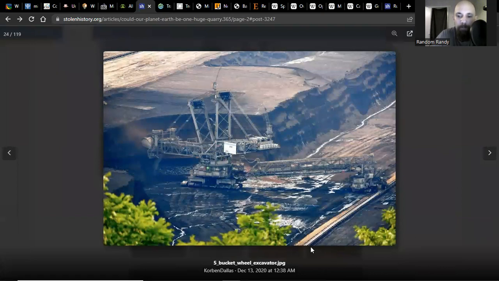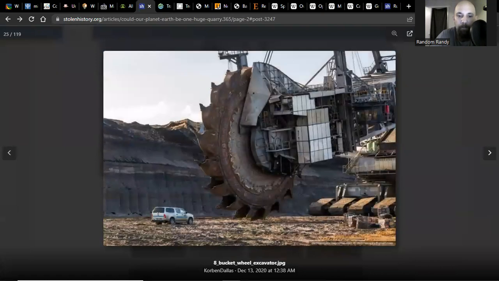Note the road is up on pillars or is a track. Okay, everything else is operating on tracks on mud. Muck, muck, muck, muck. Size of that. Look at that. Each scoop the size of your average truck. Maybe two of your average trucks.